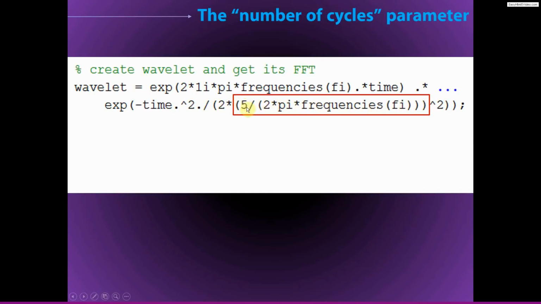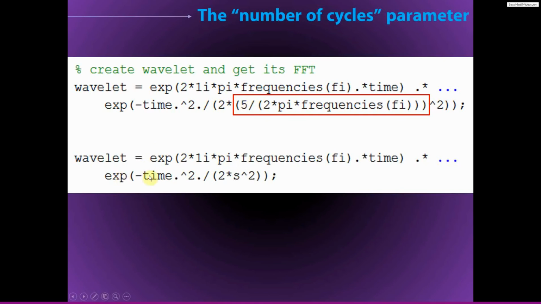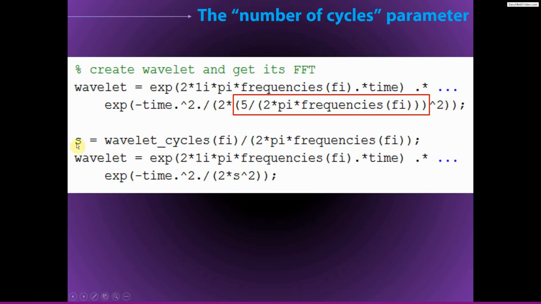This is the only parameter in the Morlet wavelet that you have some control over. Here it is written a different way, e to the minus t squared over 2s squared. It's a little bit clearer to see in here. And then of course we have to define s. This is also known as the width of the Gaussian, and it's some number of cycles divided by 2 pi f.